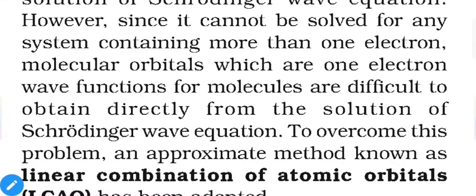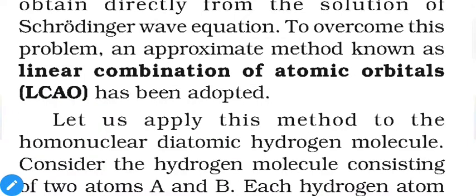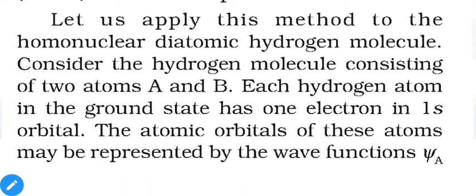Now to overcome this problem, an approximate method known as linear combination of atomic orbitals, LCAO, has been adopted. Let us apply this method to the homonuclear diatomic hydrogen molecule. That means we are using the simplest molecule to start with. Consider a hydrogen molecule consisting of two atoms A and B. Both of them are hydrogen. The first hydrogen atom is called A, the second is called B. Each hydrogen atom in its ground state has one electron in the 1s orbital.